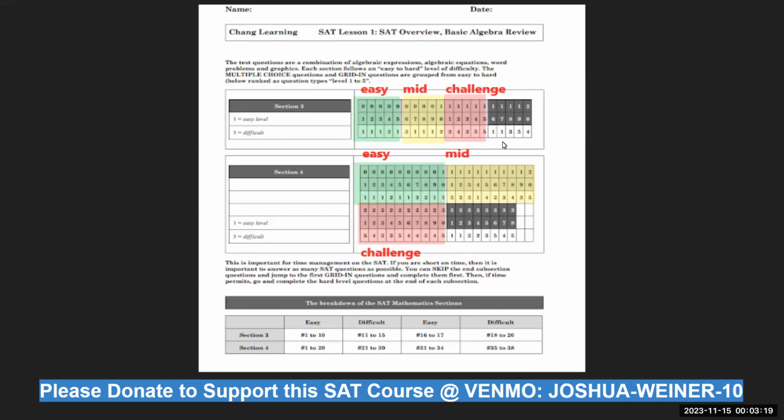In section four, also the first 20 questions are considered a lot easier. Then you would skip questions 21 to 30. Do any easy ones at the grid-in, come to the end of the exam. Say you have 27 minutes left. Then you go back to question number 21 or any questions you skipped and work on those for the remaining 27 minutes. Again, it's a much better use of your time on a standardized test.